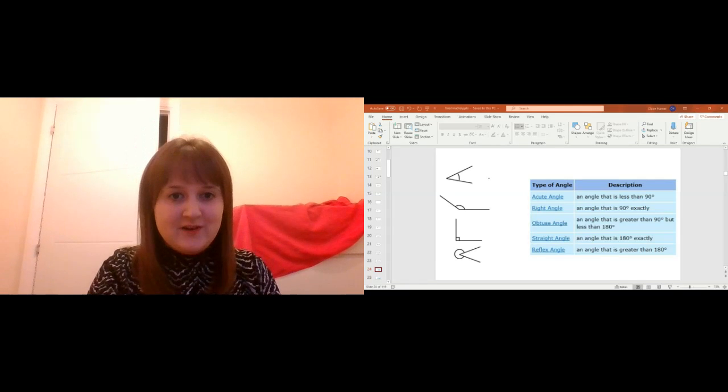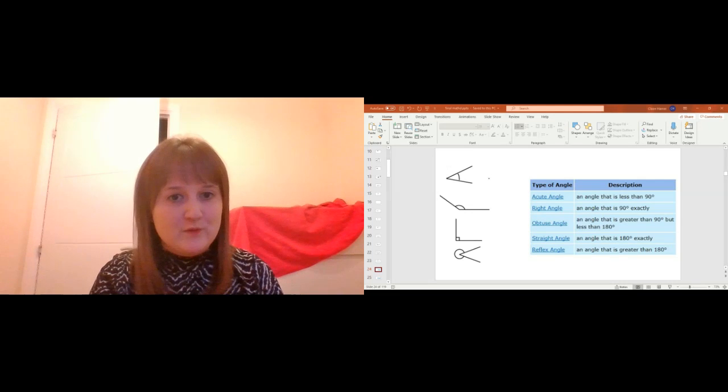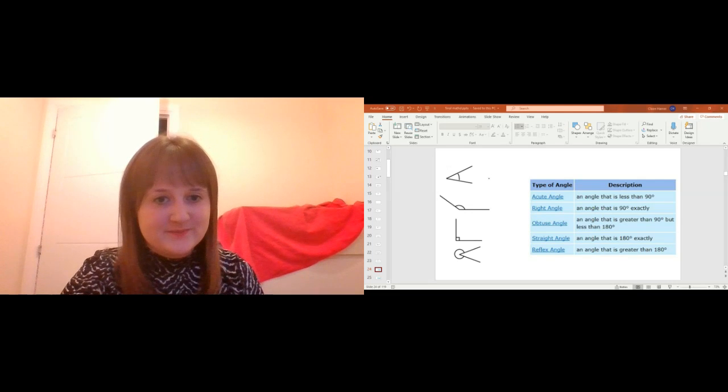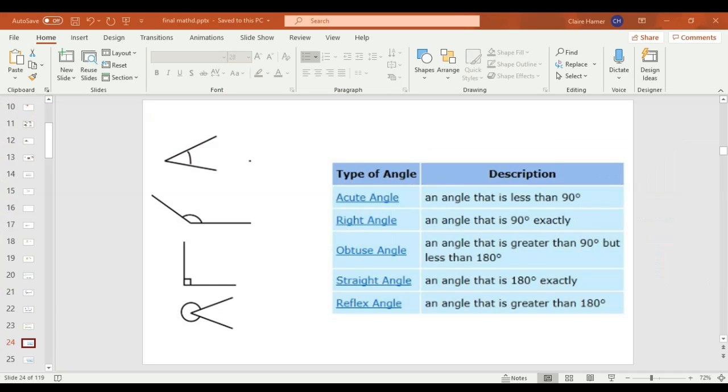So let's have a look at the starter task. I decided that we'd have a little bit of a revision on angles. Right, so on screen you can see 4 different types of angles. And you can see at the side there are 5 descriptions, but you'll only need 4 of them. So you can either write this down or just point on your screen. You need to match the type of angle with its name and description. The type and description come as a pair. So pause the video and see what you can remember.